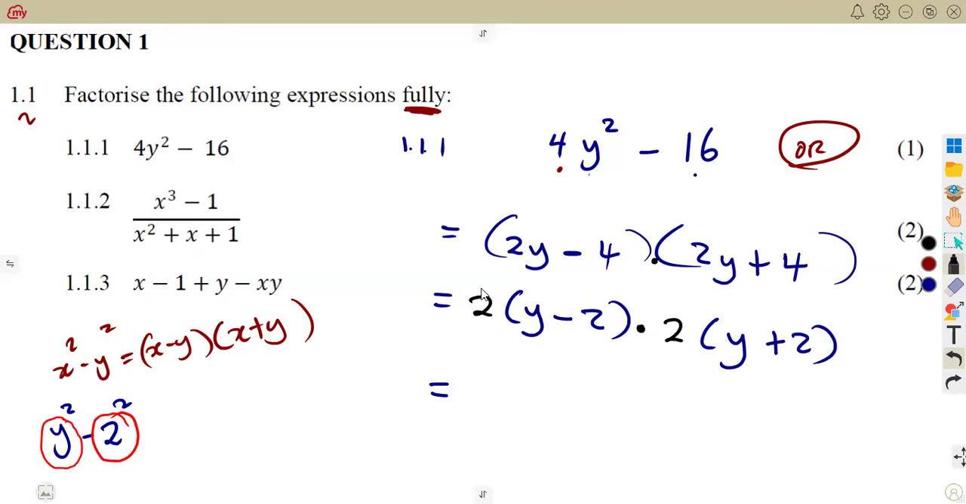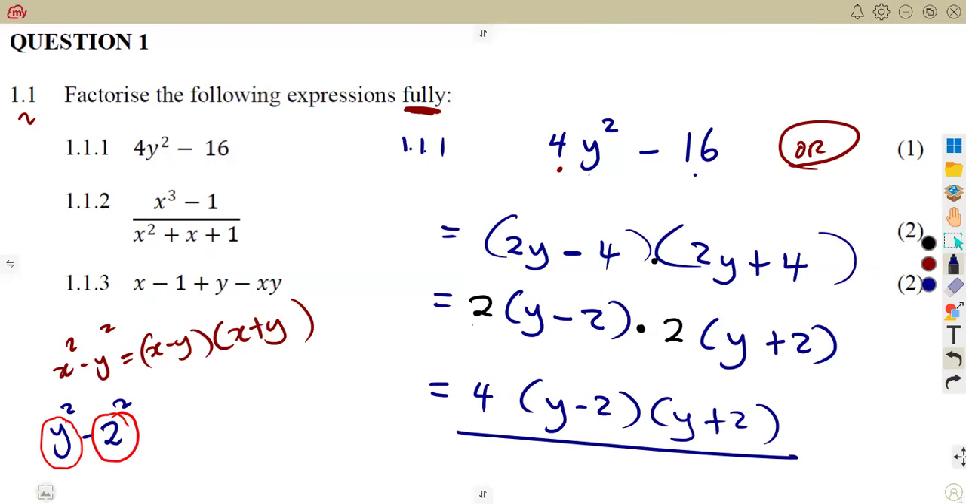The numbers outside of the bracket, these 2 and these 2, we can multiply them together. So 2 times 2, that's a 4. And we have got your 2 brackets, y minus 2 into y plus 2. So as we can see, this is the same answer as what we had before. You just have to be careful with the method or the simplification that you're going to use at the end.